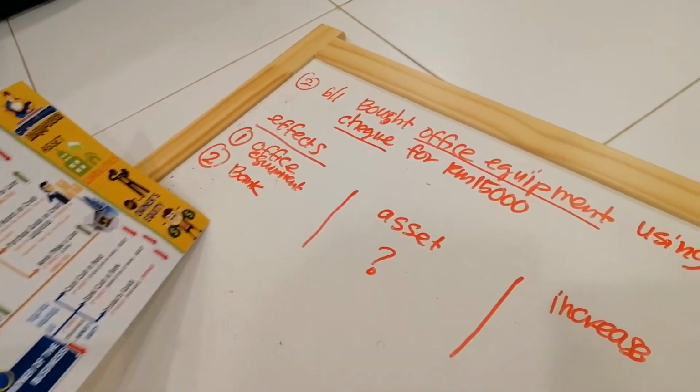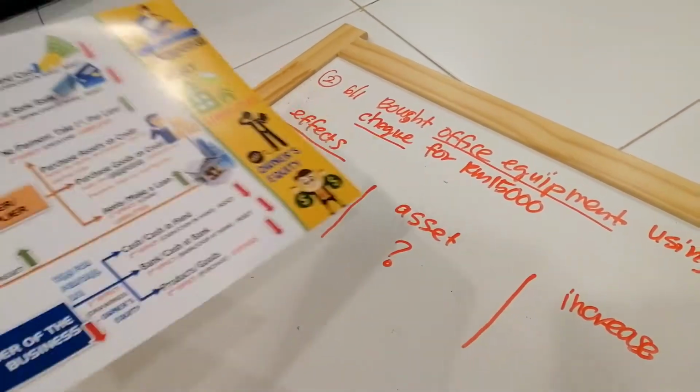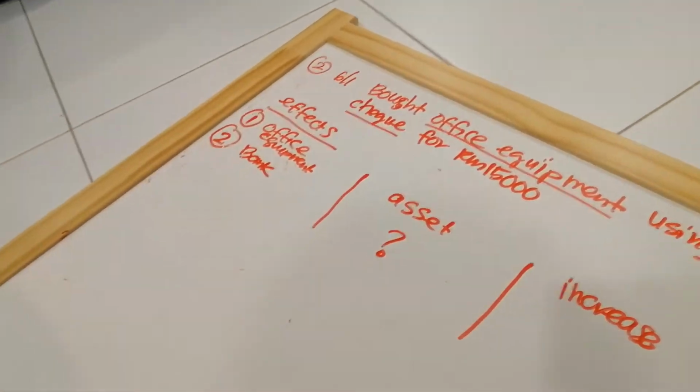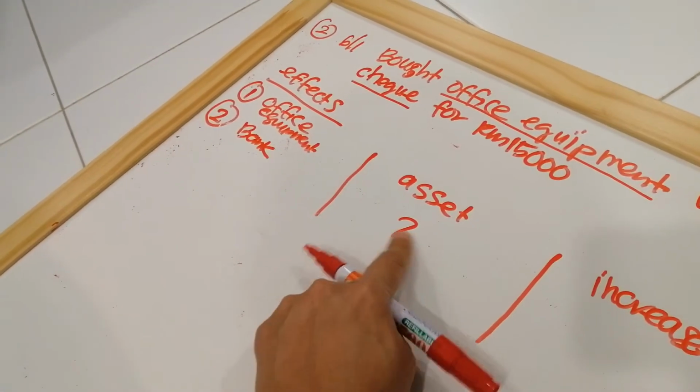If cash at bank, you can write here cash at bank, and it must be standardized for the rest of the transaction, which maybe will involve bank. If you check from the wheel, bank is under asset.